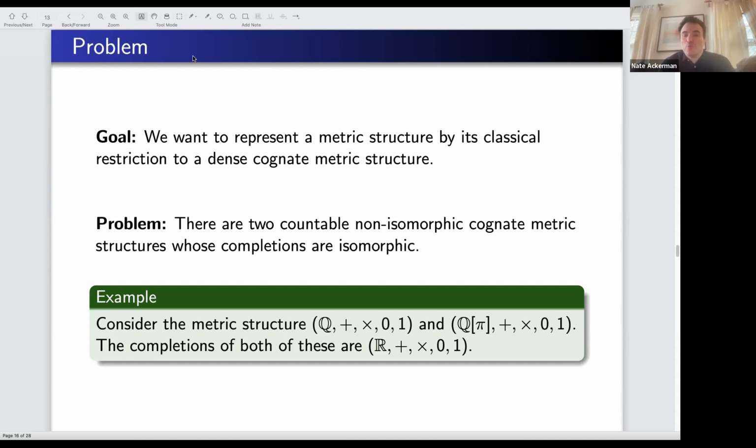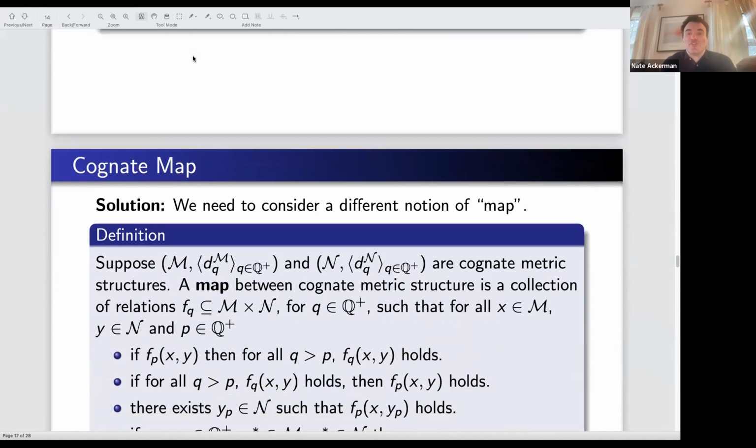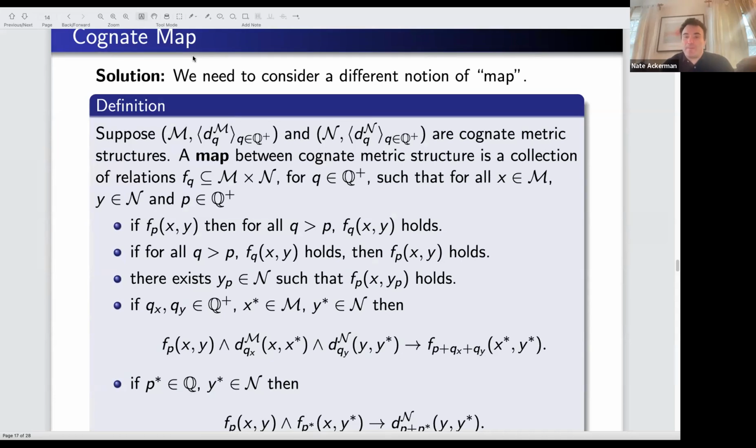So for example, with Q as a field and Q with pi as a field, both their completions are the reals. So we want to think of them as both representing the reals, but one has a transcendental element and one doesn't. And so that's a problem. So we need some way of getting around this, and the solution is that we need to change our notion of map. Classically, an isomorphism is just a map of the underlying set which preserves all of the relations and all of the structure. And that's too restrictive because, as we saw, there are non-isomorphic structures which we want to think of as the same. So how do we do this?